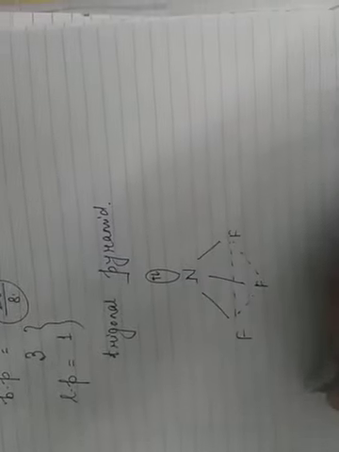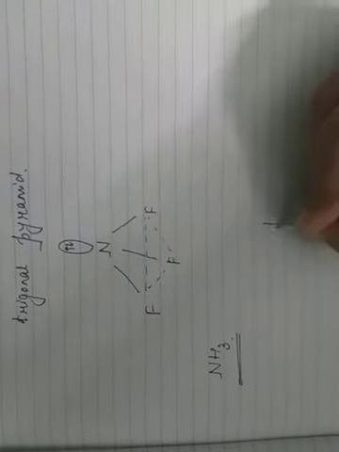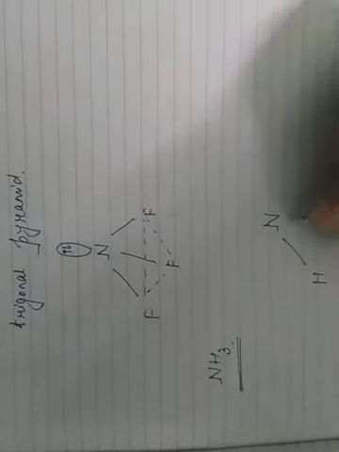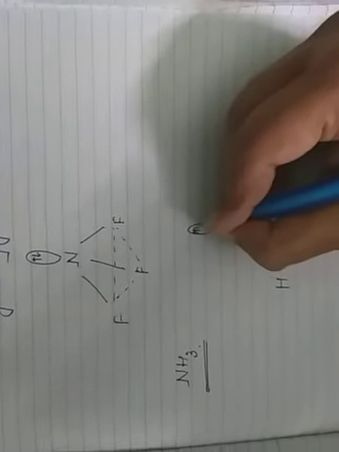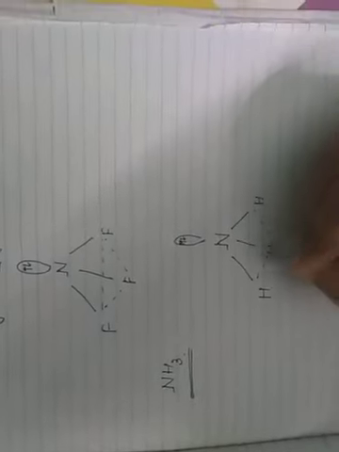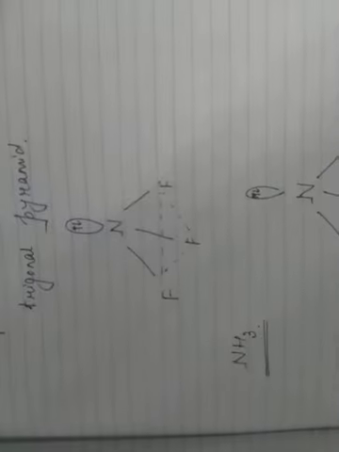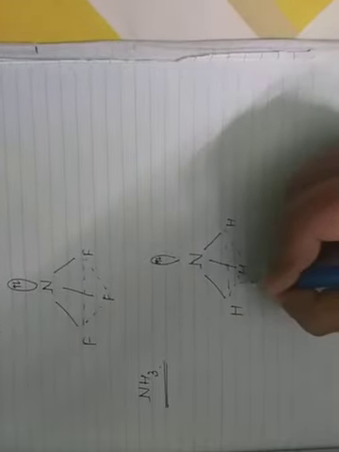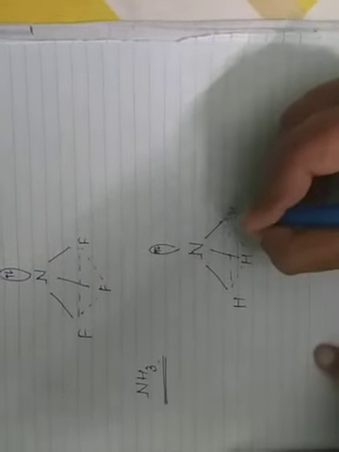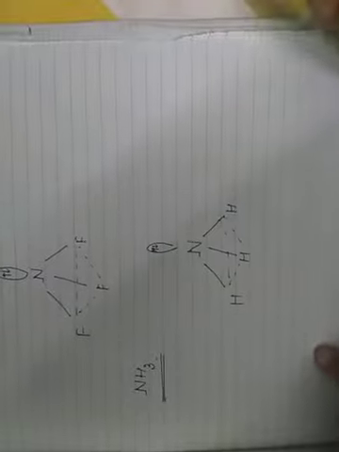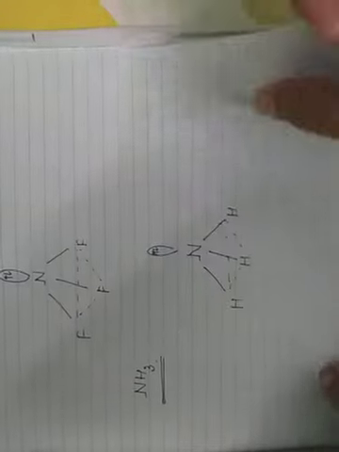Now, when we need to find the shape of NH3, it will also have the same shape. In NH3 we have seen earlier also the trigonal pyramid shape, but how to deduce this?